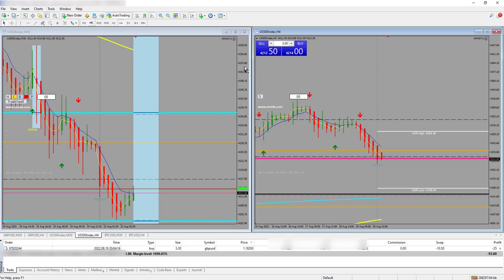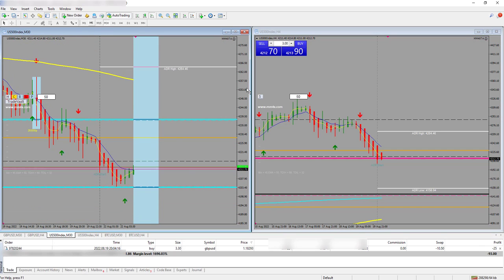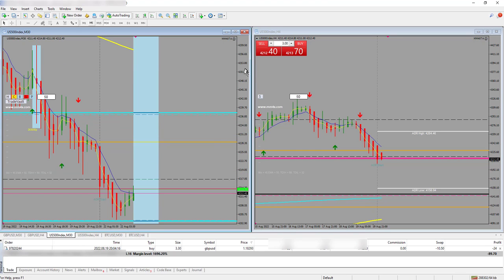Now for a buy. To sell, I need to see this pair go below somewhere around 42.03. It needs to get below 42.03 to sell. So that's my bias for the US500.